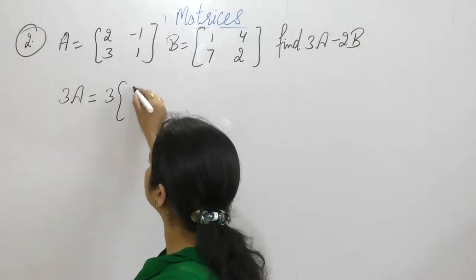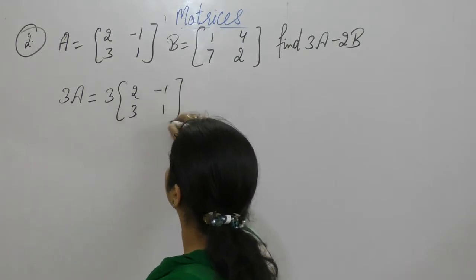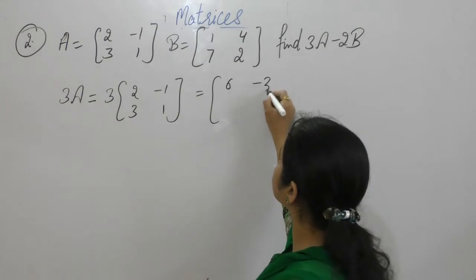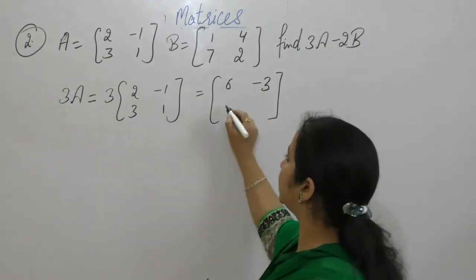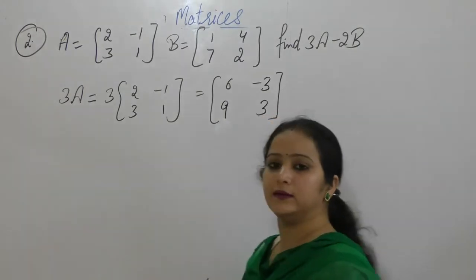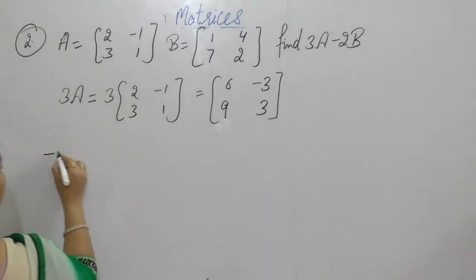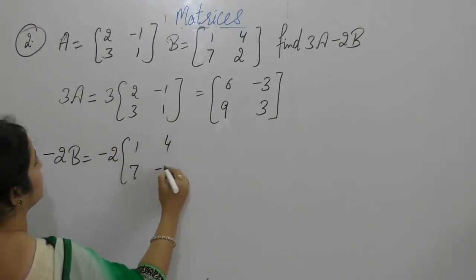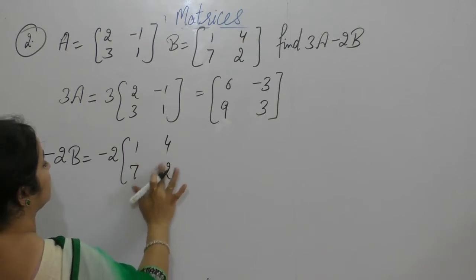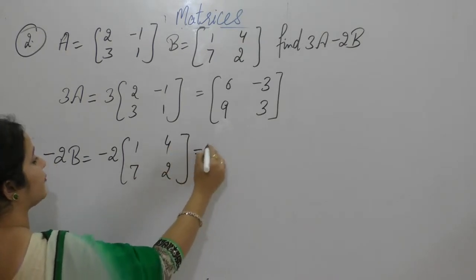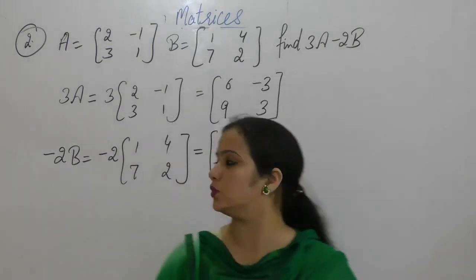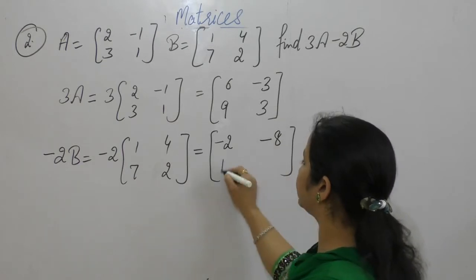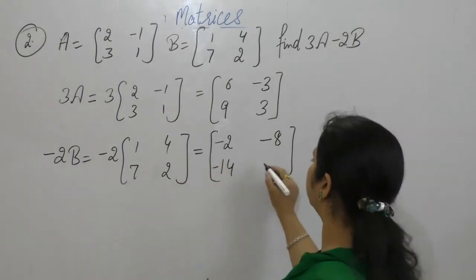So 3 into 2, 6. 3 into 1, minus 1, minus 3. 3 into 3, 9. 3 into 1, 3. Next is minus 2B. Multiply all the elements of B matrix with minus 2. Minus 2 into 1, minus 2 into 4, minus 2 into 7, minus 2 into 2.